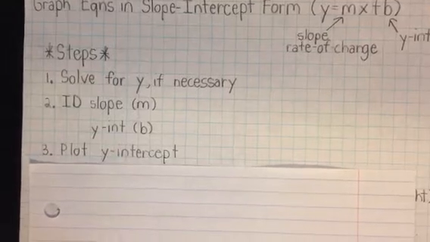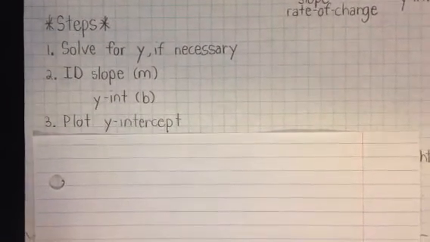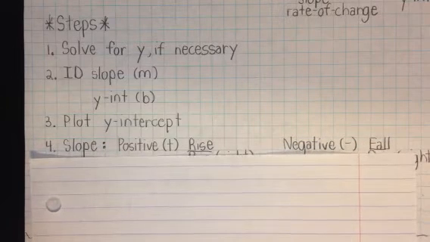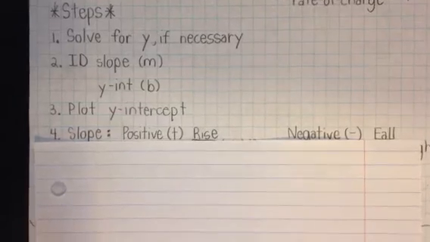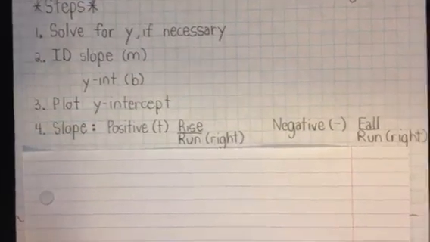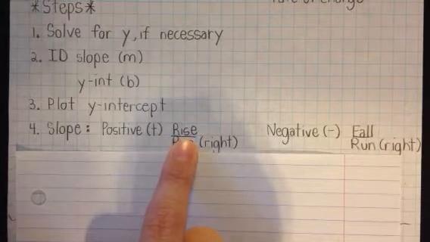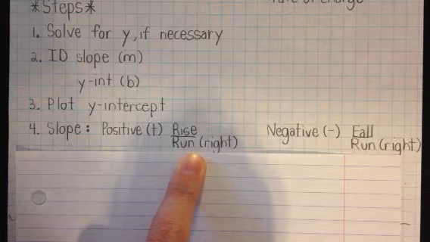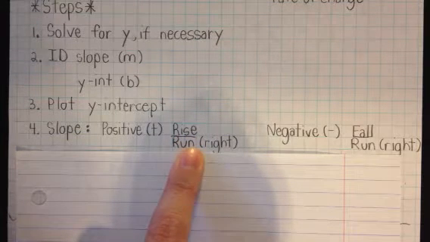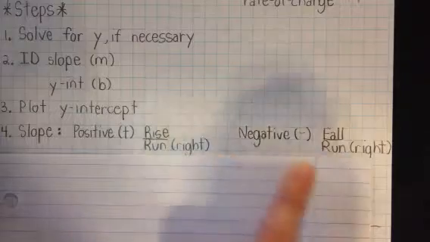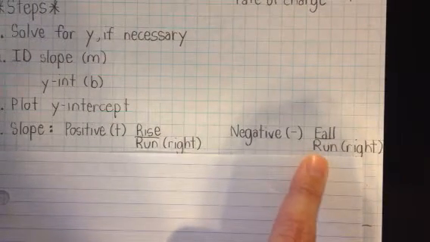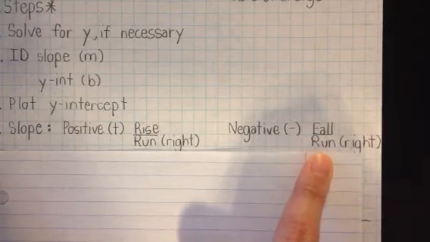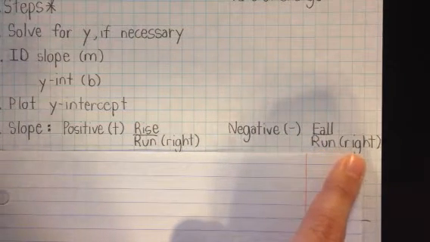Third step is to plot the y-intercept. Fourth step is from the y-intercept, we're going to deal with our slope. So if the slope is positive, then from the y-intercept, you will rise and then run based on the number for the slope. And run just means go right. If the slope is negative, from the y-intercept, you're going to fall based on the number of the slope, and then you're going to run or go right.